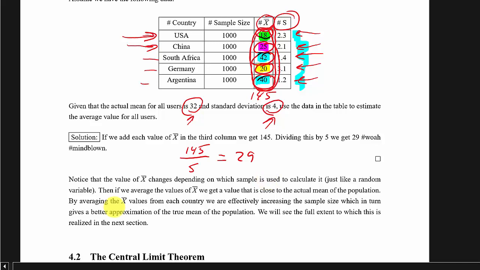All right? So if we average the values of x bar, we get a value that is close to the actual mean of the population. So you can see how this mean here is closer to the population mean of 32. All right, so by averaging the x bar values from each country, we are effectively increasing the sample size, which in turn gives a better approximation of the true mean of the population. We will see the full extent to which this is realized in the next section.